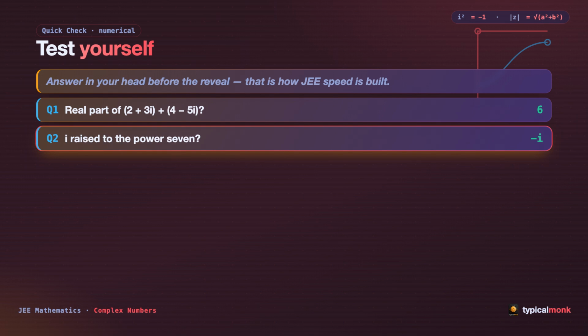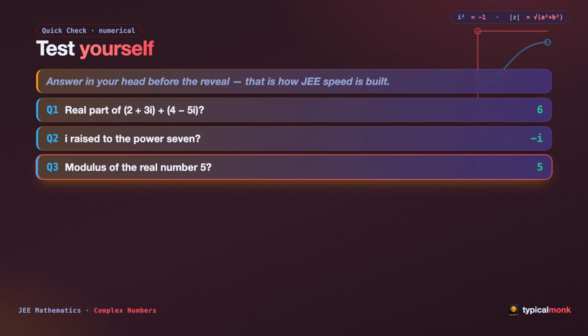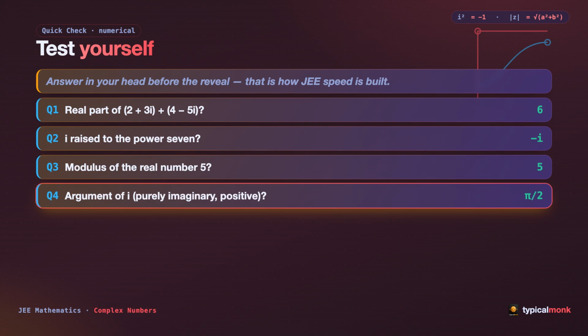Question 2. What is i raised to the power 7? 7 divided by 4 leaves remainder 3, and the third position in the cycle is minus i. Question 3. What is the modulus of the real number 5? A real number has no imaginary part, so its modulus is simply itself, 5. Question 4. What is the argument of i, the purely imaginary positive number? It sits straight up on the imaginary axis, so its argument is pi by 2.